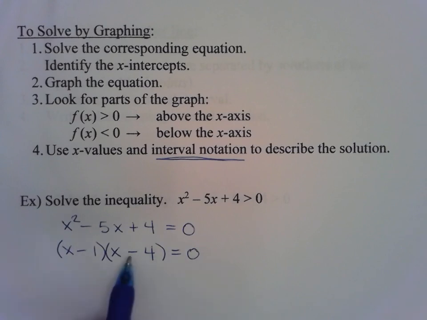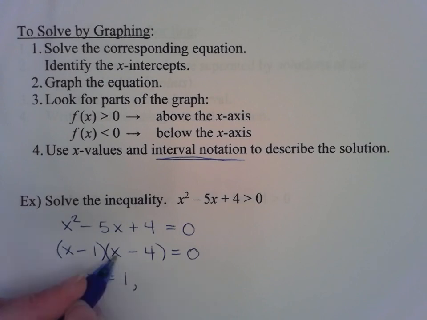Okay, so then I'll set each part equal to 0. I'm not going to write that out just because we've done it so many times at this point. So if I set x minus 1 equal to 0, I'm going to get +1. If I set x minus 4 equal to 0, I'm going to get +4.